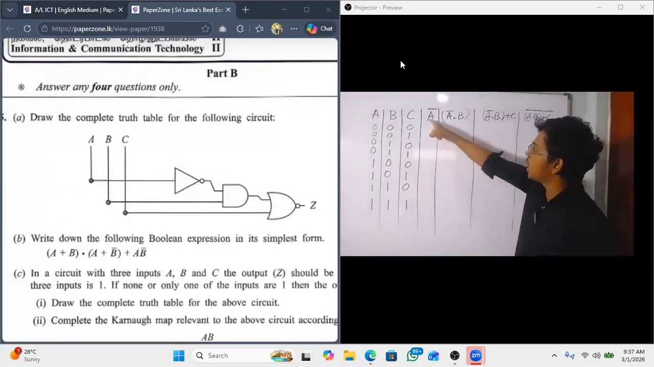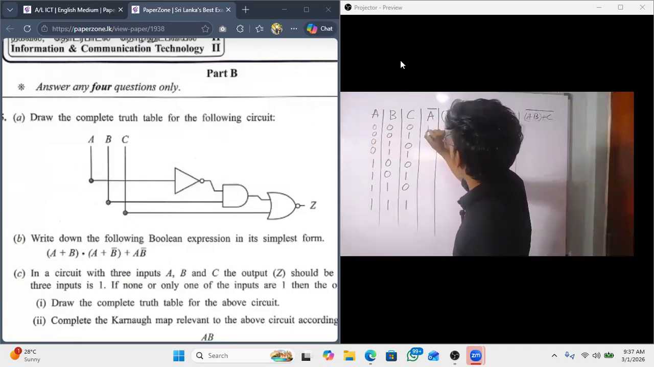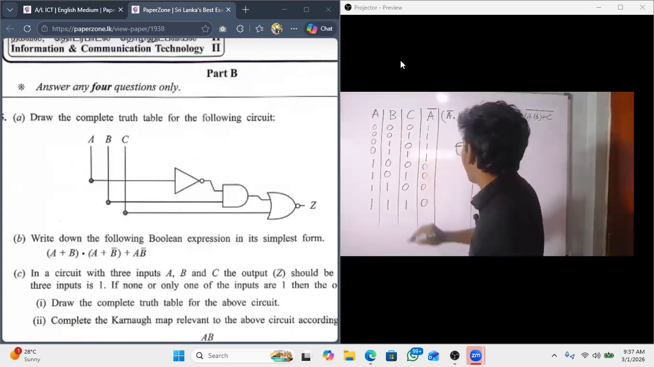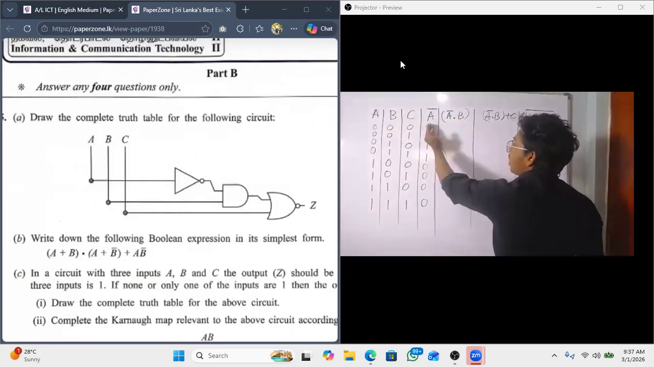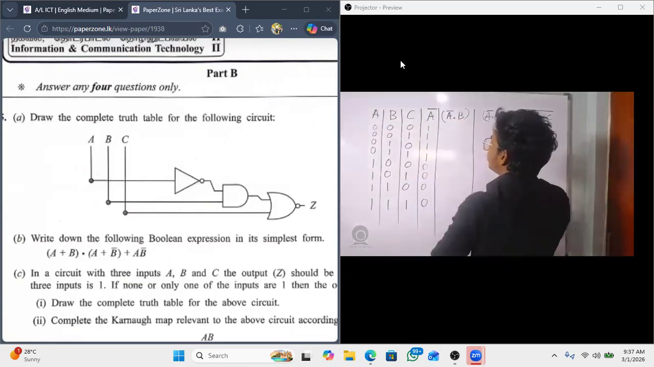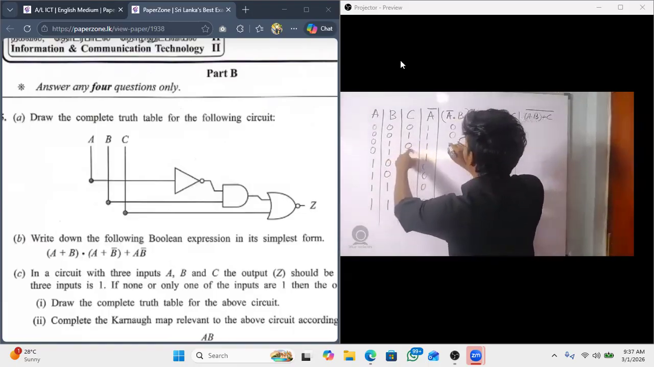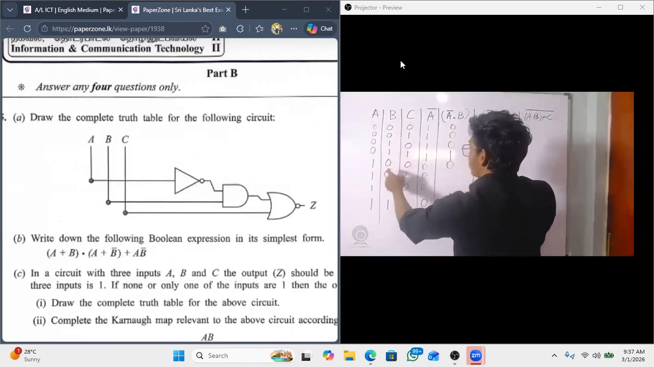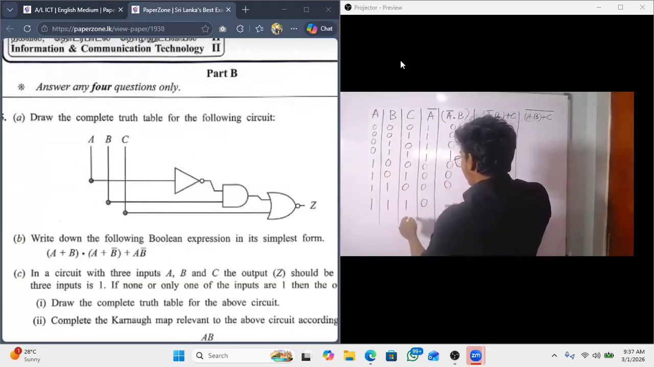How to get? A bar means the opposite of A. 0, 0, 0, 0 means easy. 1, 1, 1, 1 means easy. Then A bar dot B. You have B, you have A bar. What is the operation? Multiplication. Just multiply. 0 into any number, 0. 0 into any number, 0. 1 into 0 again, 0. 1 into 1, and you have 1. 0 into 0, obviously 0. 0 into any number, 0. 1 into 0, it's again 0. 0. 1 into 1, 1.